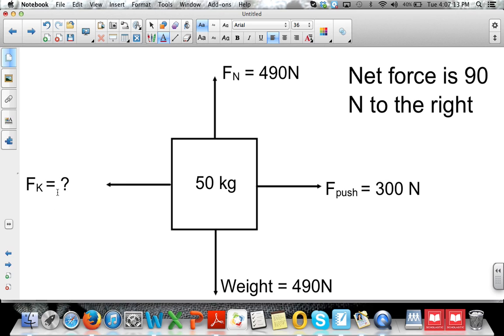So when FK and F push cancel each other, there's going to be 90 left over on the right hand side. So that means that FK has to be 90 newtons smaller than F push, so I'm going to have to subtract. So do 300 newtons minus that 90 newtons of my net force, and I get FK has to be 210 newtons. Okay, so it's really just addition and subtraction when you're figuring out F push or FK from your net force.